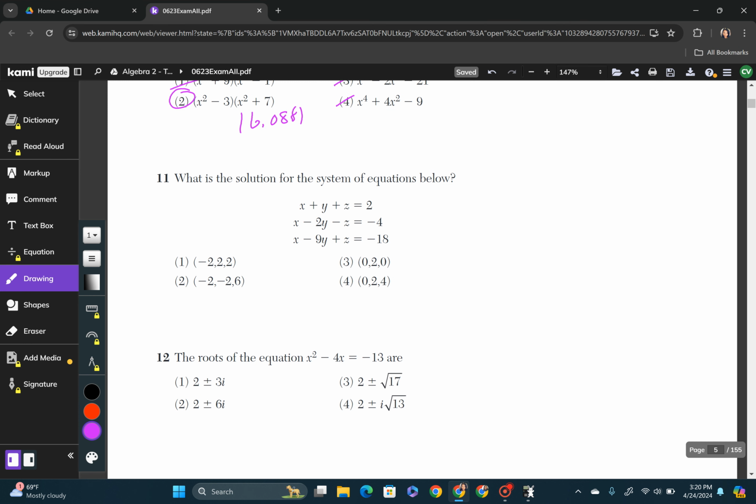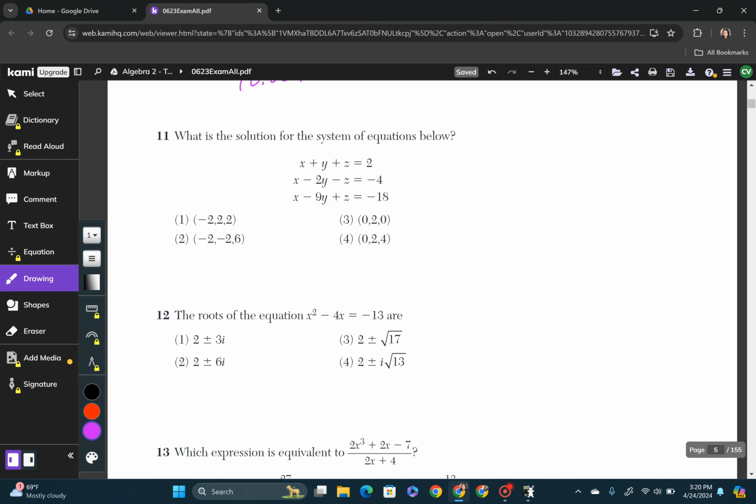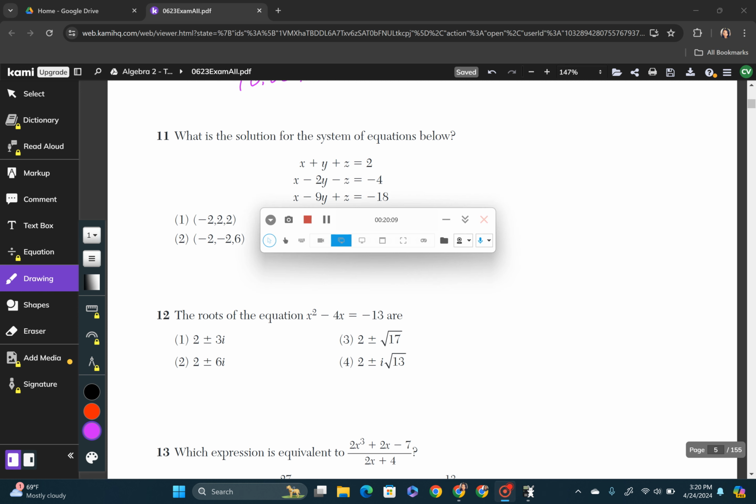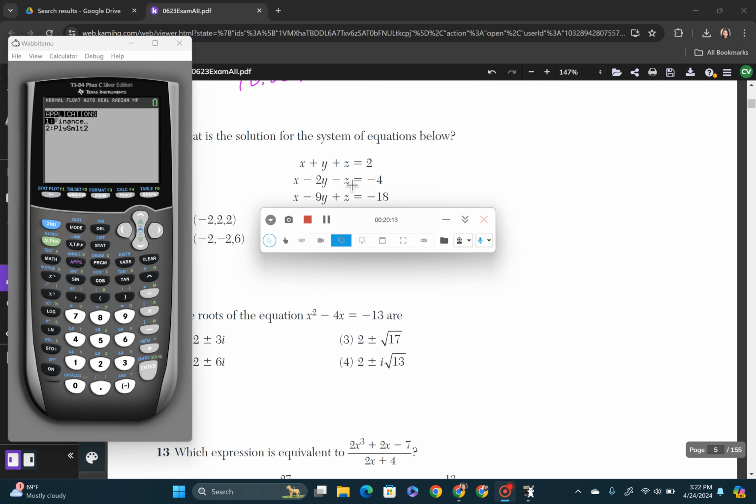All right, so for the next one, we need our apps PlySmlt. Let me just make sure that you're good with how to get this. So you hit apps, the only purple button that's there, and then you hit an option, for you all I think it should be A. Just find PlySmlt 2. For mine, it's option 2, but it's not going to be for yours.